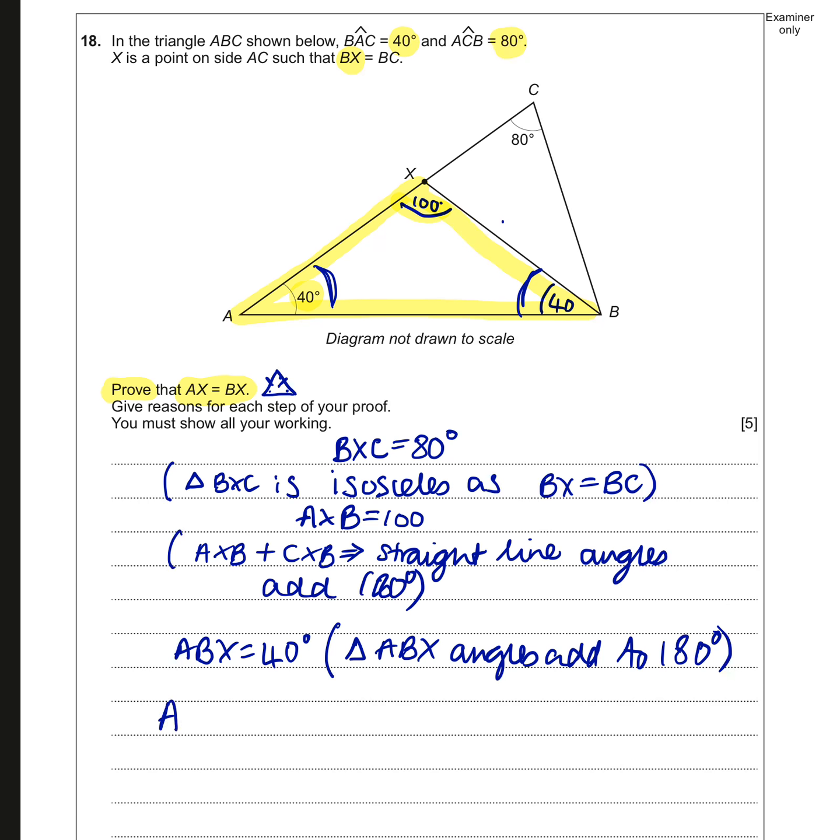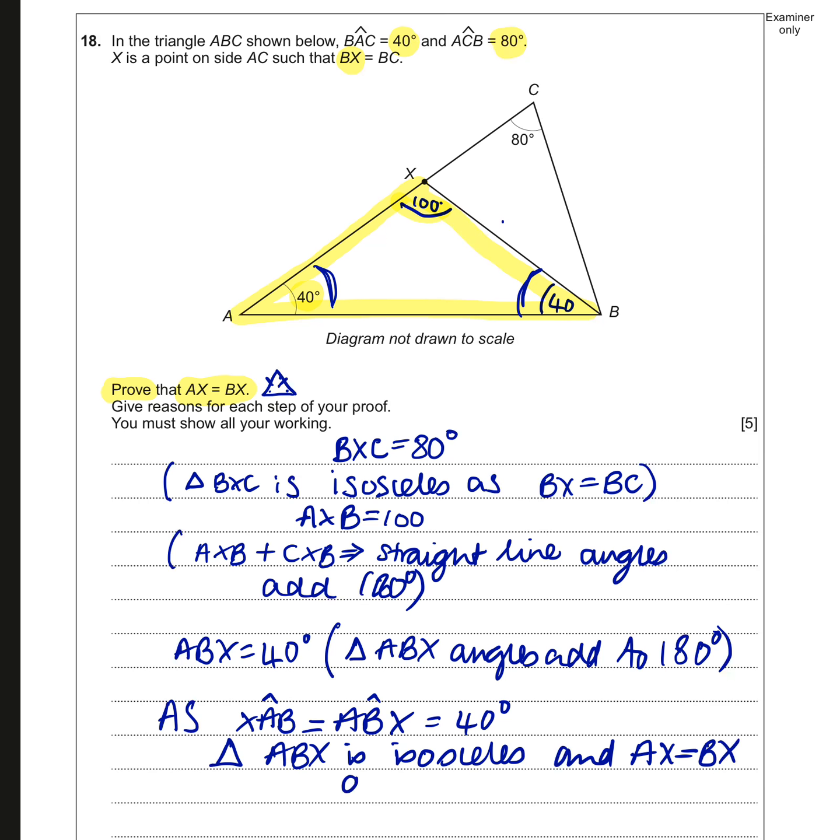So as XAB equals ABX, corner A, corner B, equal 40 degrees, triangle ABX is isosceles, and AX must equal BX as required at the start of the question.